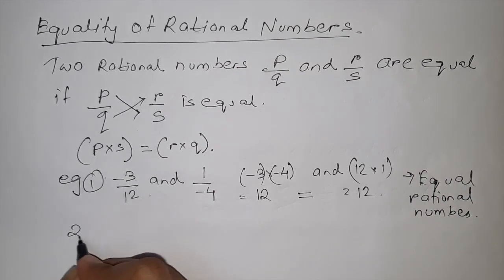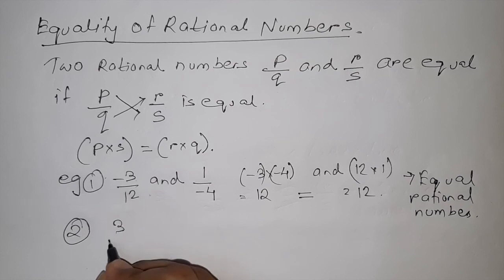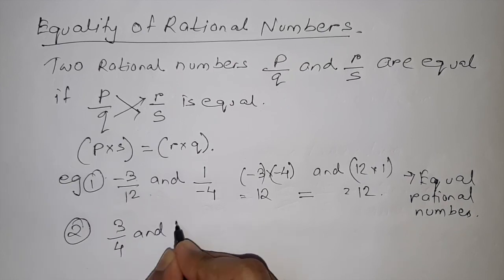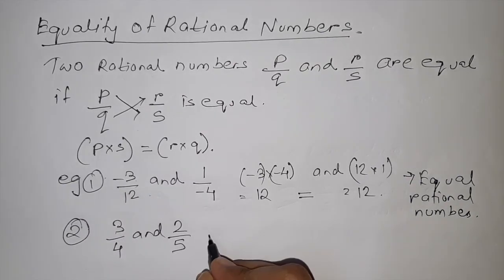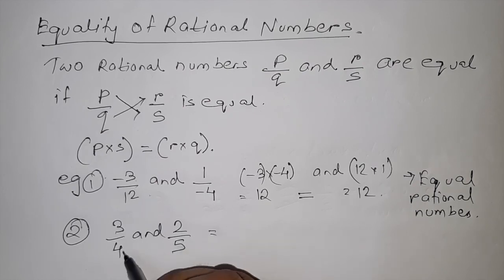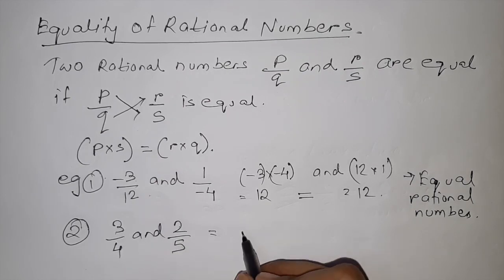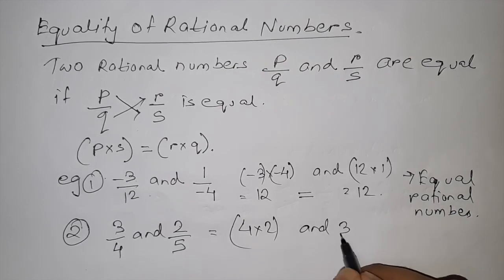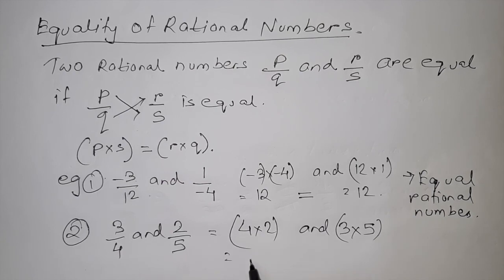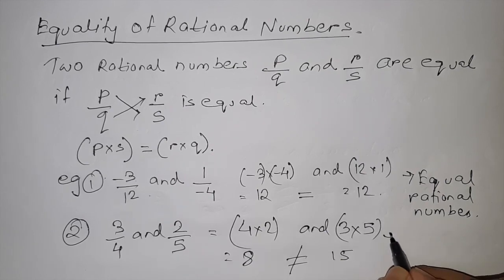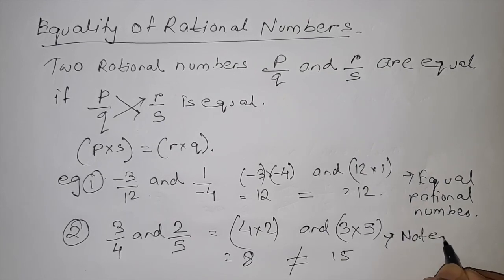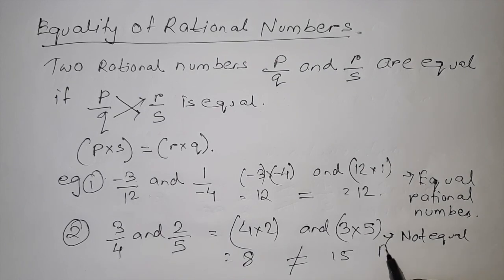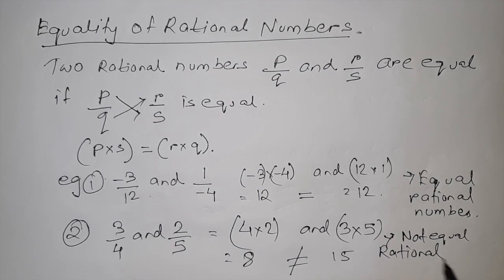Let's take one more example. Say 3 by 4 and 2 by 5. Let's cross multiply once again. So 4 into 2 is 8 and 3 into 5 is 15. So these are not equal, that means not equal rational numbers.